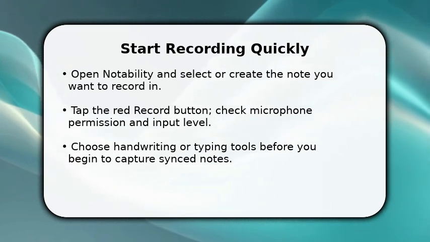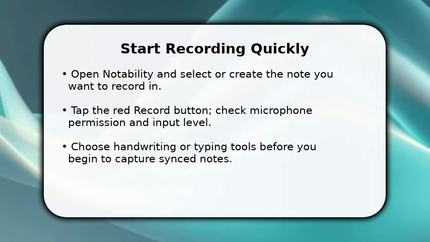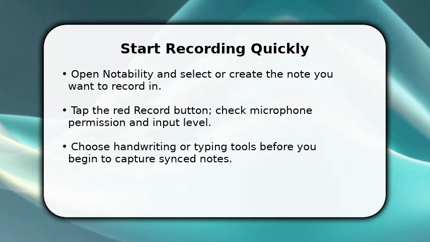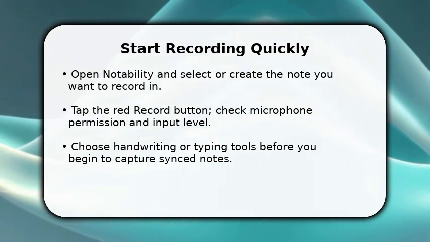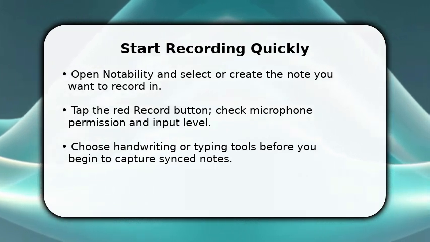Select the pen or typing tool you'll use while recording because Notability links what you write or type to the audio. Once recording starts, speak clearly and pause briefly between topics to create natural markers. This helps when you playback and want to jump to specific points.